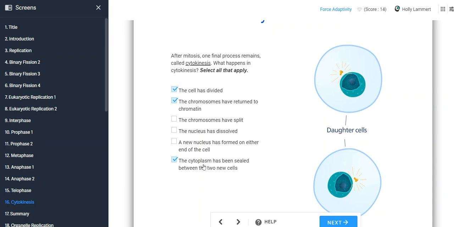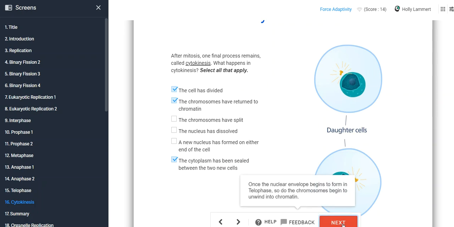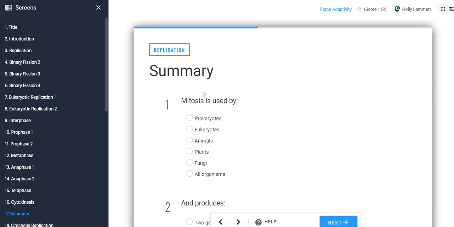And that is the final step. The cytoplasm has been sealed between the 2 new cells. Oh, this has already happened. Okay, so just the cell dividing and the cytoplasm. All right, I'm gonna take some notes.